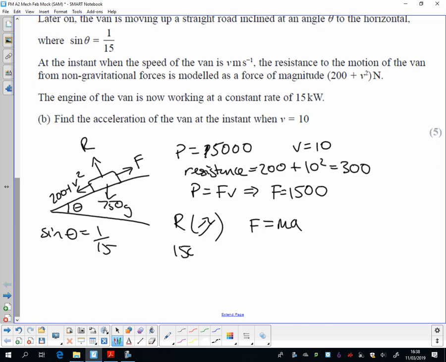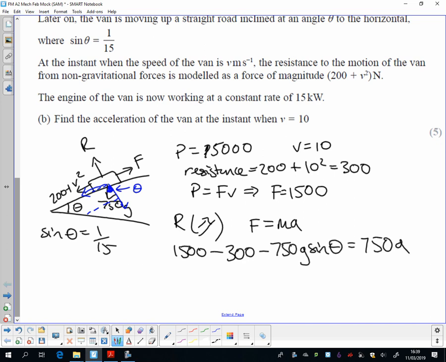So going up the plane, we've got our driving force. We then, acting in the opposite direction, we've got resistance, and we mustn't forget we're also going to have a component of the weight. So you can split your weight into the two components. So we're looking at the one acting parallel to the plane. If you work through your angles, this angle is also theta there, and that means I want to resolve on the opposite side to theta. So this is going to be 7,050 sine theta.